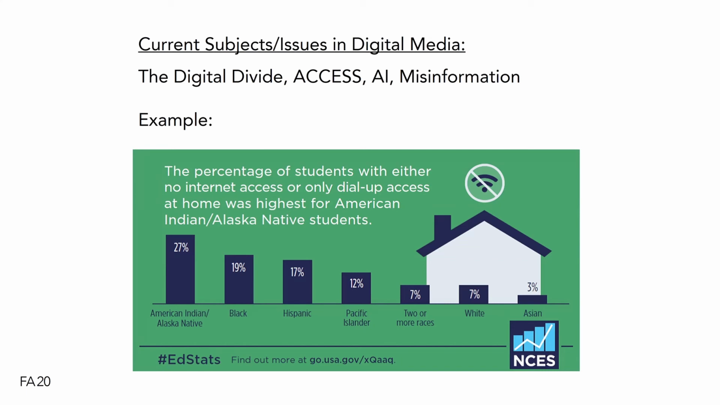So the percentage of students with either no internet access or only dial-up access at home was highest for American Indian and Alaska Native students. So here's an example for the percentages of all the people categorized into their race category who don't have access or only have dial-up access, which is much, much slower than the kind of internet we're using currently. So you can see that people who are white and people who are Asian have more access than any other group.